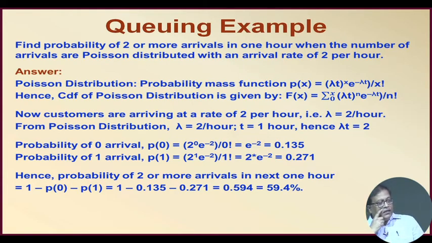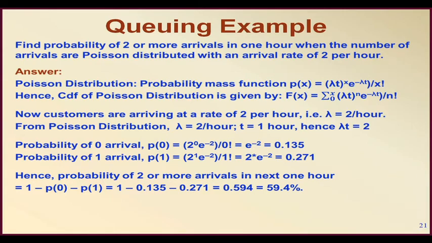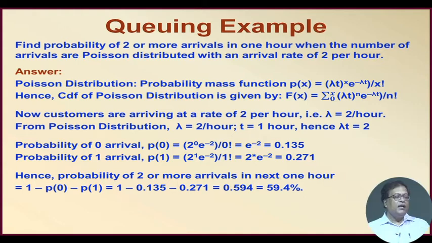Here you can really calculate this from a simple addition. The probability mass function is (lambda t)^x e^(-lambda t) / x factorial. That is the Poisson distribution. So, what will be the CDF, or cumulative distribution function? It is the sum over n from 0 to x of (lambda t)^n e^(-lambda t) / n factorial.